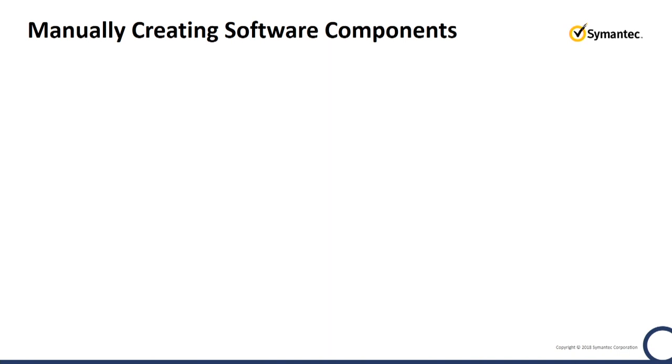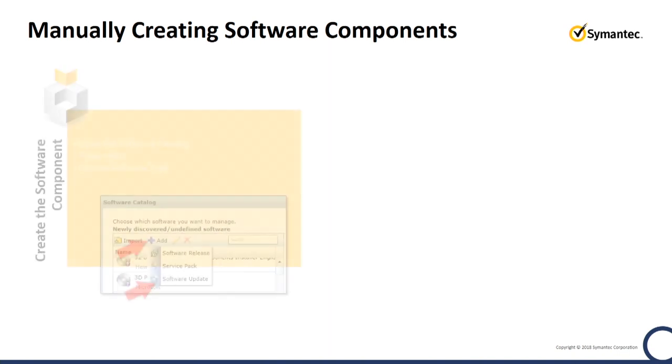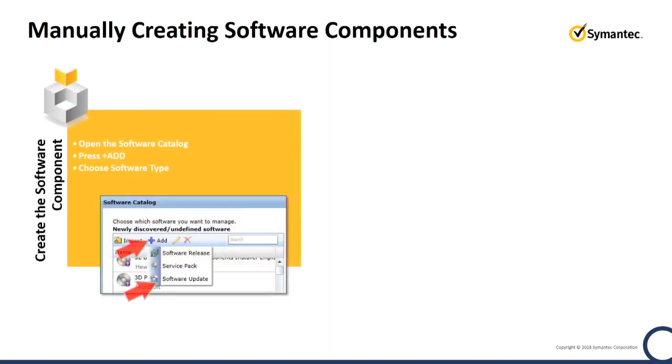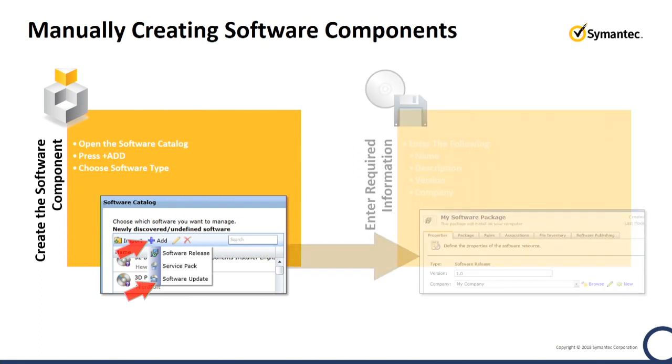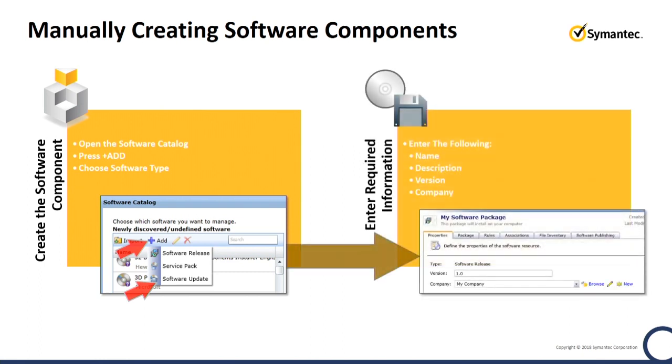Okay, so this is an example of doing a manual import. It's the same kind of thing: we're going to go into the catalog and add a piece of software, and you tell it whether it's a release, a service pack, or an update. Make sure the required information is there. It's a lot easier to do it at the source than it is later on. You can go in and edit this stuff, but it's good to have everything in first off. So name, description, version, company, make sure that's all working right.